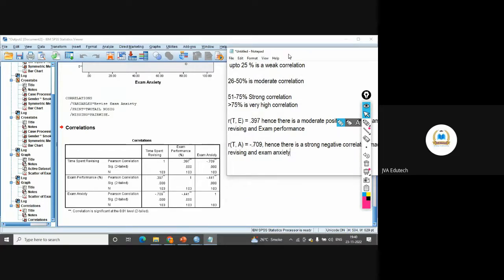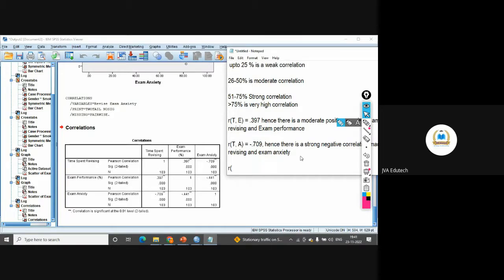You can see that if a student revises more, or if the revision time is increased by 1 hour, the anxiety score decreases by 70.9%, and exam performance increases by 39.7%.